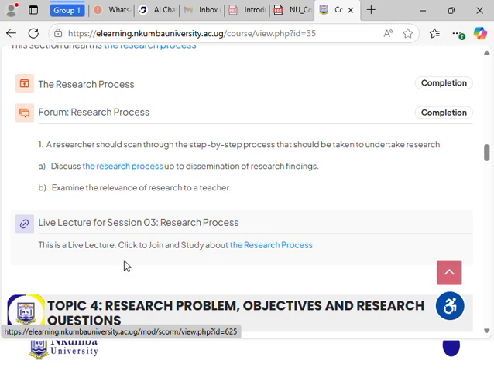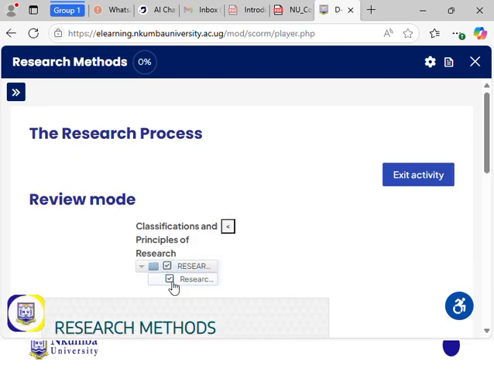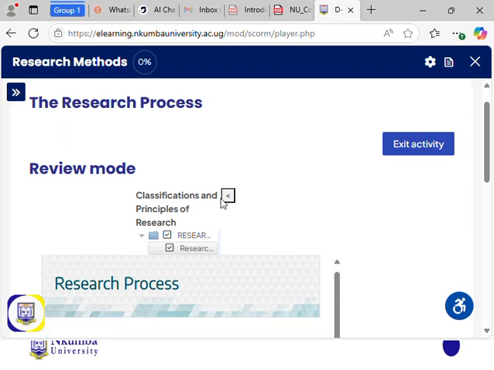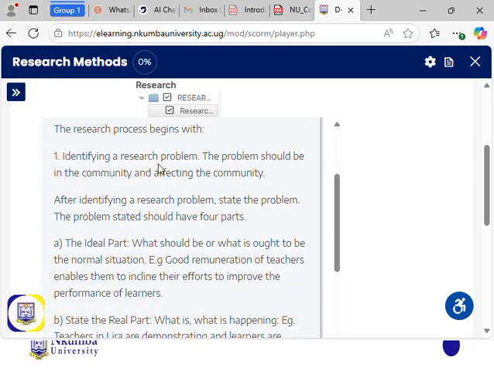To study, click here to join and study the research process. This one you'll find is a lecture. This is the text of the research process. Here you'll find that the research process starts from identifying the research problem.